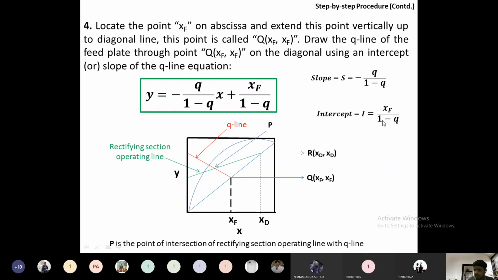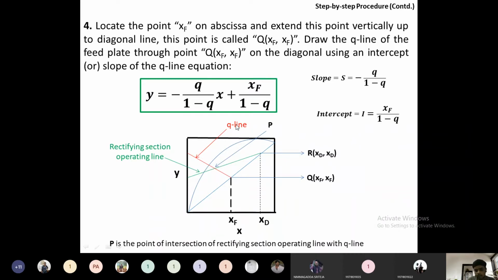Then you have to calculate the intercept. That intercept value you have to locate on the y-axis. Then your value might be coming around here. Then draw a line from that intercept value to the xf point, this q point. The q point is xf, xf because up to the diagonal we are projecting, so the values on the y-axis and x-axis will be the same. So from here you draw a line connecting your intercept and this q point. This is called the q line equation, or the q line.